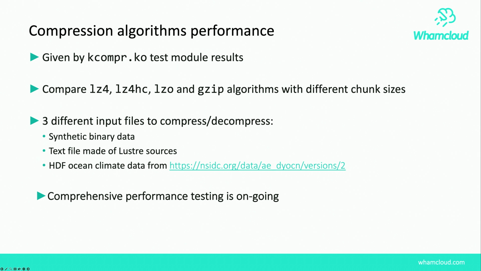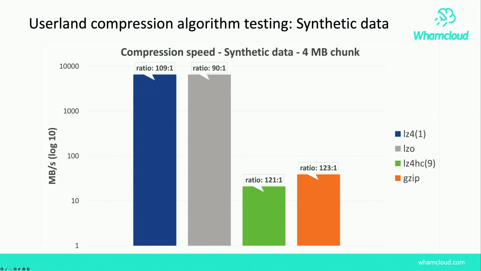And so far we've tested 3 different data sets. One of them is synthetic binary data with repeating patterns, so it should compress reasonably well. The other is just text data of Lustre sources, and of course the last is HDF5 oceanographic data that we pulled from various sources. And as I said, comprehensive performance testing is still ongoing. We hope to announce further results probably within the next couple of weeks of where we're at, and then as we continue to develop the code, we'll continue to push it upstream.